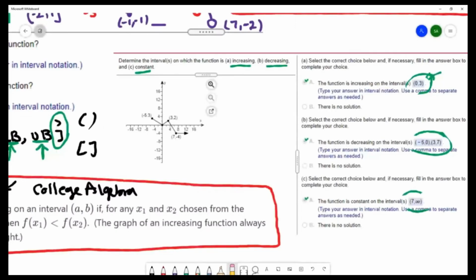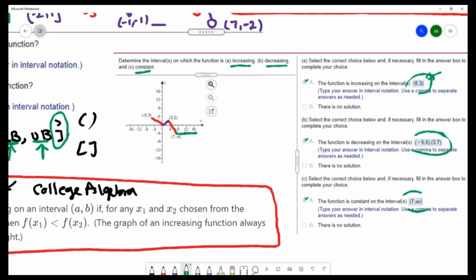And the increasing and decreasing refers to what is happening with the y values. f of x1 and f of x2 are the y values. So as we go from left to right, we're going to observe what is happening to the y. So starting from here and moving this way, our y values are decreasing, then increasing, then decreasing, then constant. So I'm going to label that with some colors. Let's do decreasing as red. We'll do increasing as purple and constant as green.